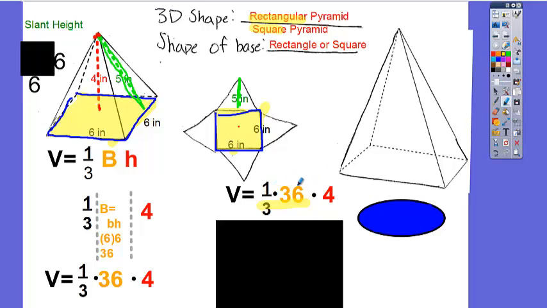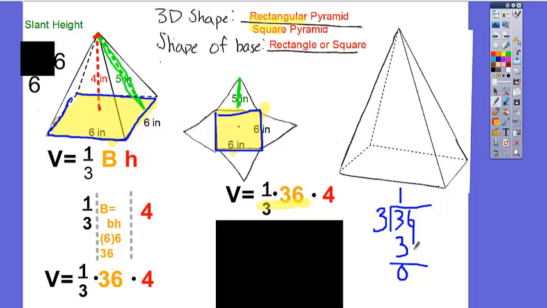1/3 times 36 is the same thing as taking 36 and splitting it into 3 pieces. What operation is that? Good, that is division. So over here I'm going to do 36 split into 3 pieces. If I split 36 into 3 pieces, 3 fits into 3 once. 1 times 3 is 3. That would leave 0. Bring down my 6.